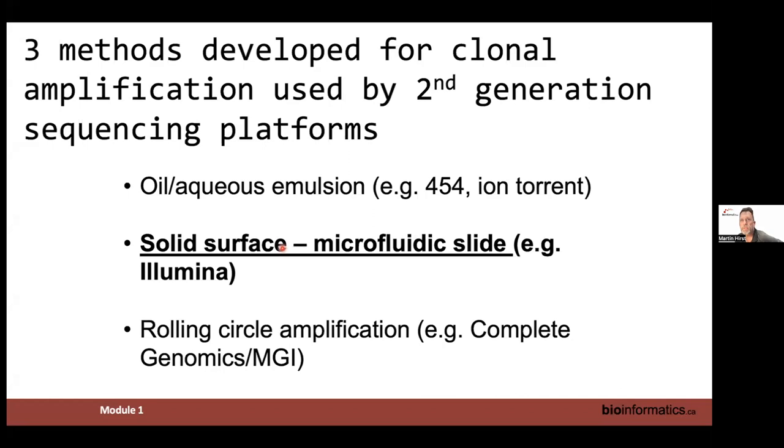And there are three main methods, the first being the oil aqueous emulsion, like, you know, essentially a salad dressing. You're essentially making many, many little small reactors in oil. And this is how 454 and Ion Torrent do it. This uses a bead as essentially a surface to amplify DNA on. It is quite effective. I don't really have time to go through all the details.